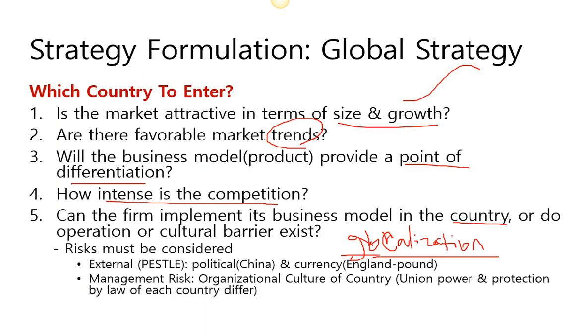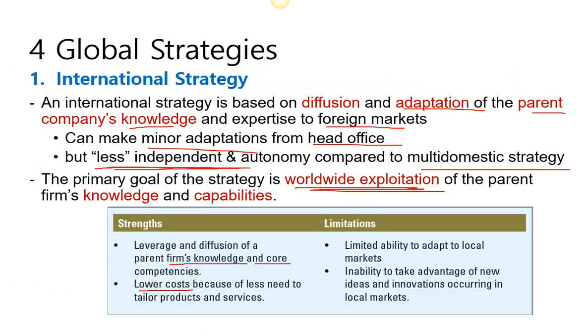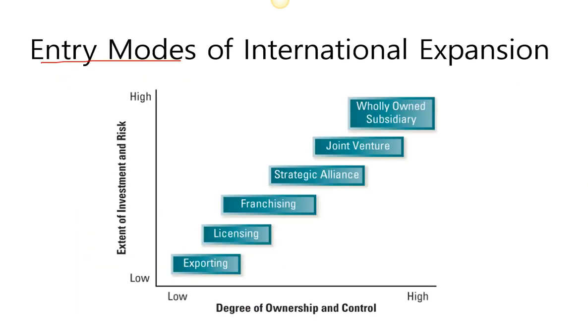Now it's all about what? The entry mode. We looked at Starbucks. In some countries it was licensing, in some countries it was a joint venture, in some countries it was a wholly owned subsidiary. So what is this? It's a degree of ownership and control. And this side is risk, investment and risk.